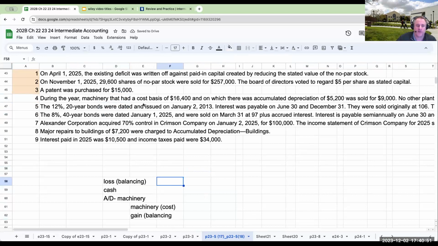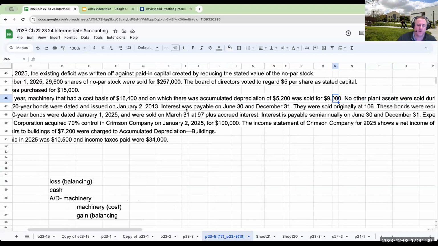So it said during the year, machinery that had a cost basis of 16.4 and on which there was accumulated depreciation of 5,200 was sold for 9,000. So I'm selling it for 9 grand cash. The accumulated depreciation was 5,200 and it had a cost basis of 16.4. If you ever want to memorize a journal entry, this is the one you want to memorize. We enter the cash received, accumulated depreciation, and the gain or loss automatically calculates itself.